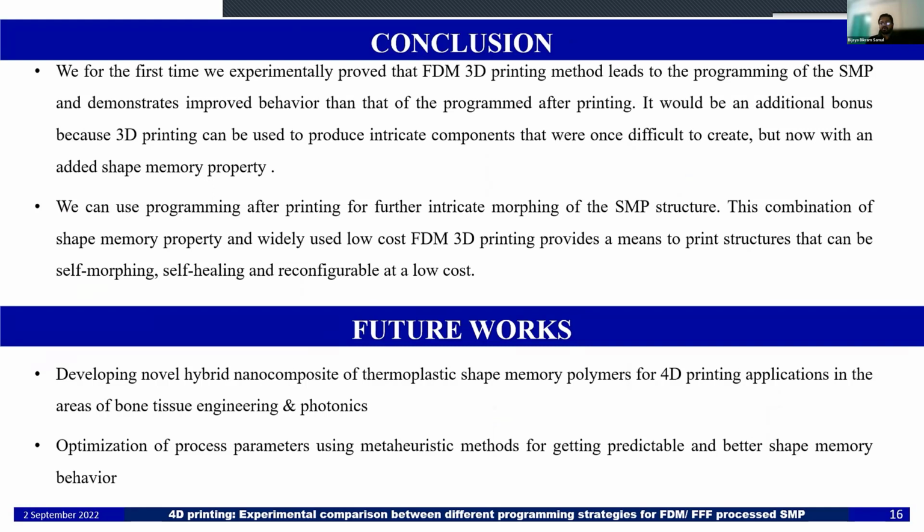In future works, we have also done some work that I have not shown here, that is changing some of the process parameters and design parameters so that we can control the shape morphing behavior. In future work, we want to develop novel hybrid nanocomposites of thermoplastic shape memory polymer for 4D printing applications in the areas of bone tissue engineering and photonics. We also want to optimize the process parameters using meta-heuristic methods so that we can get predictive shape recovery and better shape recovery.